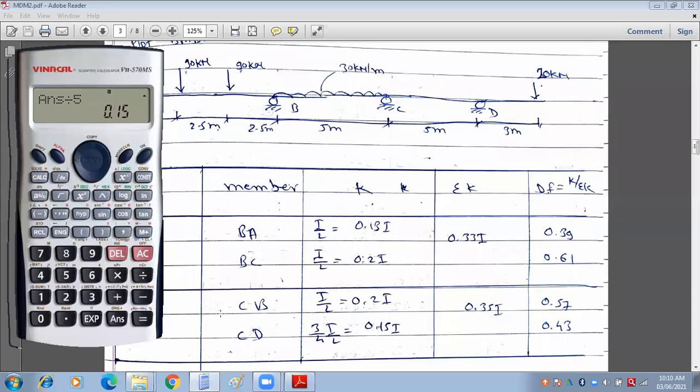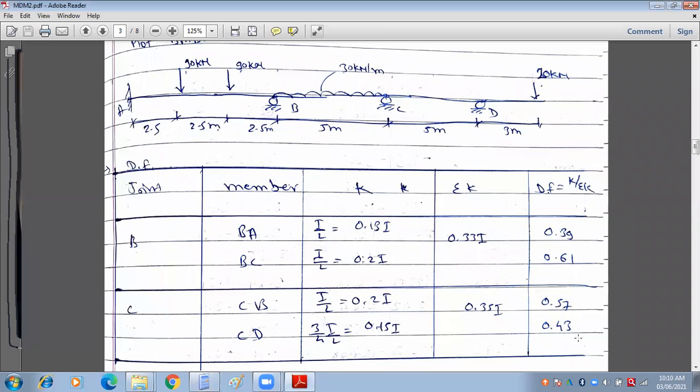Now make the distribution factor calculation: 0.2 divided by 0.35 becomes 0.57. Again 1 minus 0.57 becomes 0.43, or you may calculate 0.15 divided by 0.35, which is 0.43. Round up the values. These are the distribution factors.